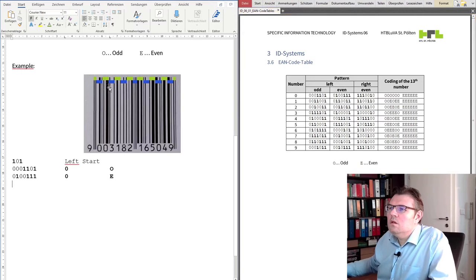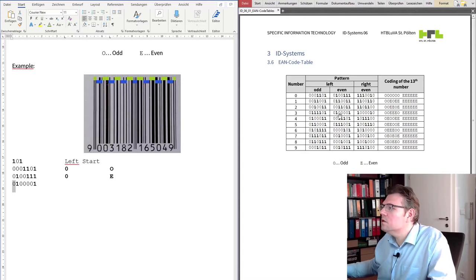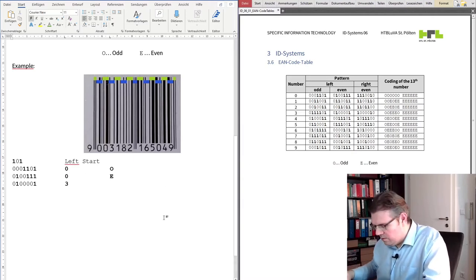Next one. 1 0 1, and then 4 times 0, I guess, and 1 times 1. What shall that be? 0 1 0 0 0 1. Is this available? Here: 0 1 0 0 0 1. It's a 3, and with coding even, only 2 ones.